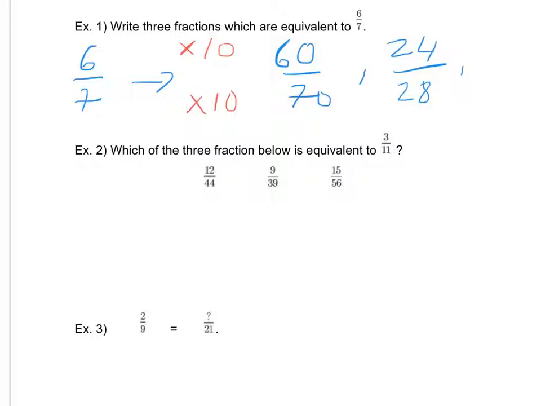And also, what if I multiply the top by 25 and the bottom by 25? I would get 150 over 175. So there's 3 fractions that are equivalent to 6/7. They have the exact same overall value. We could have chosen any numbers to multiply top and bottom by, and we would have got equivalent fractions. I just happened to choose 10, 4, and then 25. But you can choose any numbers.